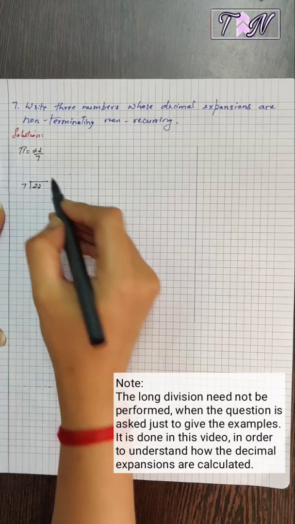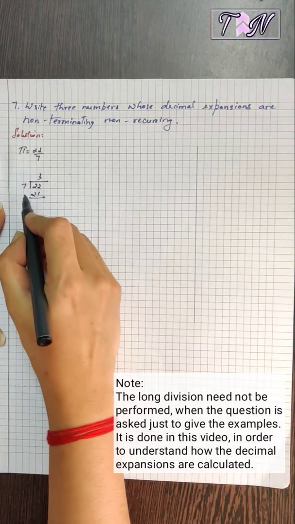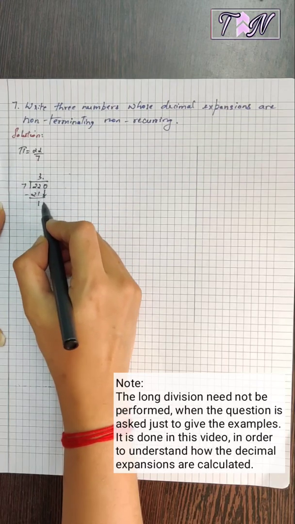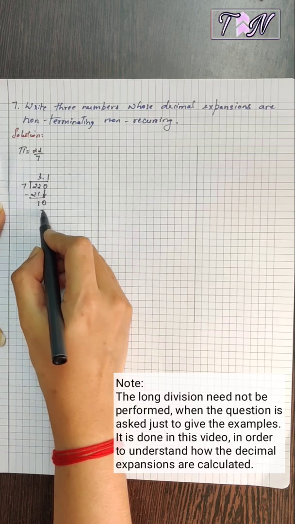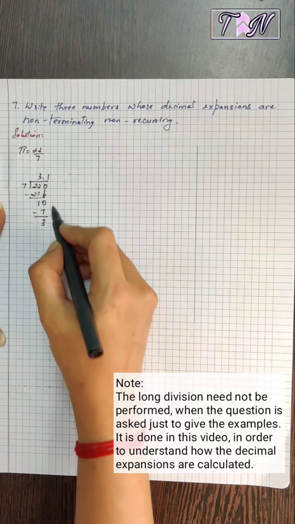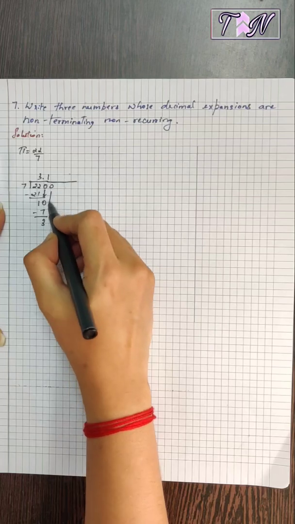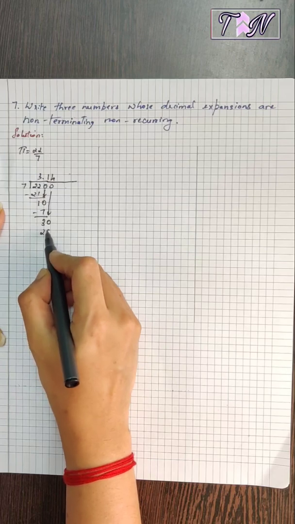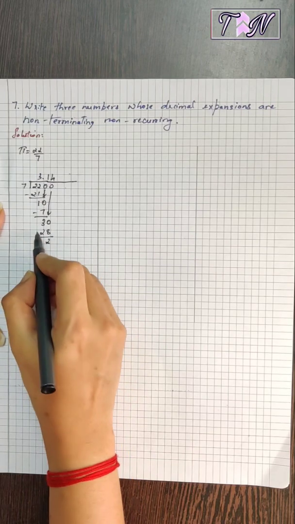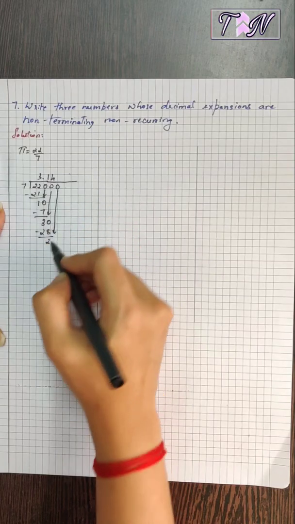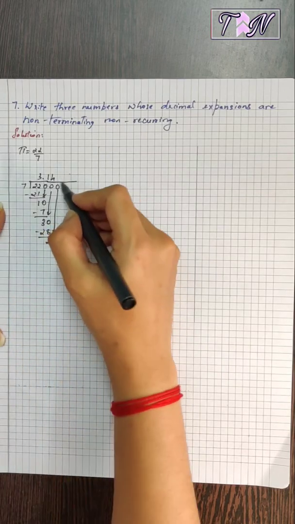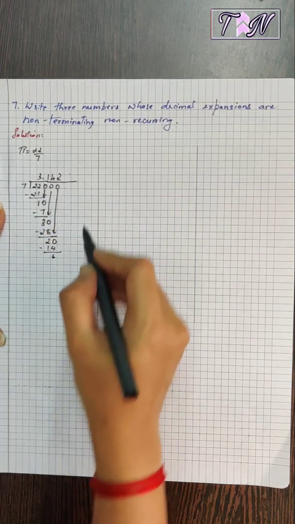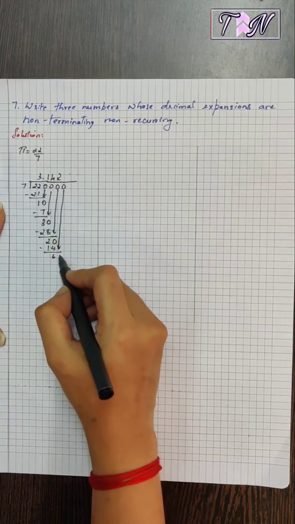So 7 3s are 21. If we subtract, we get 1 point. I'll bring 1 0 down. 7 1s are 7, minus 3. So I'll bring another 0 down. Then 4s are 28. So that is 2. If we subtract, I'll get another 0 down. Next is 7 2s are 14. If we subtract, we get 6.